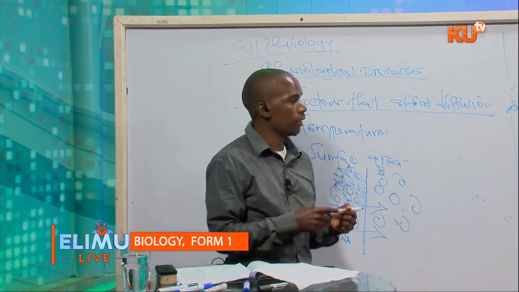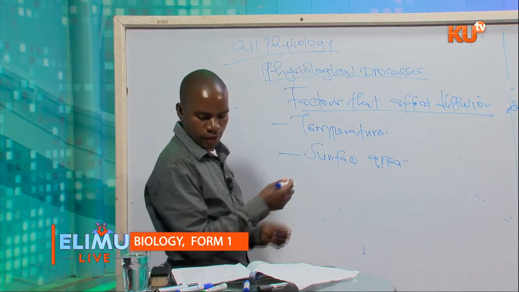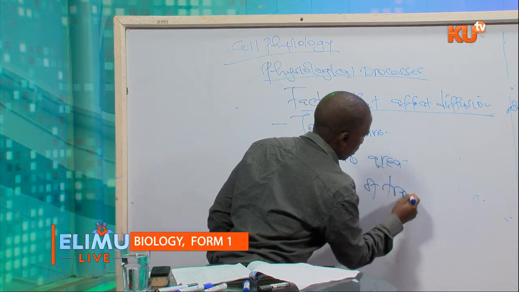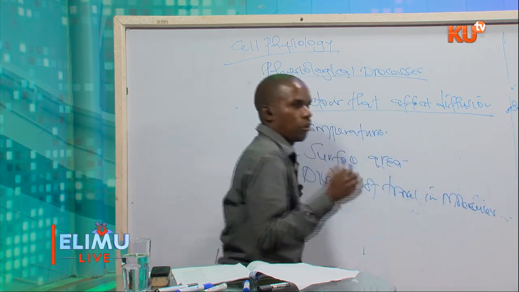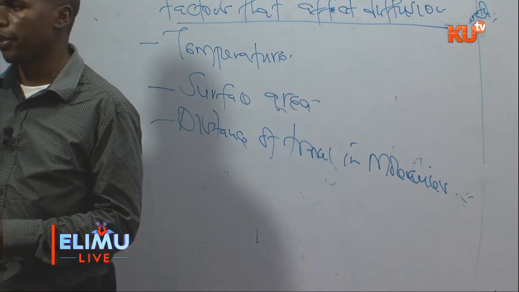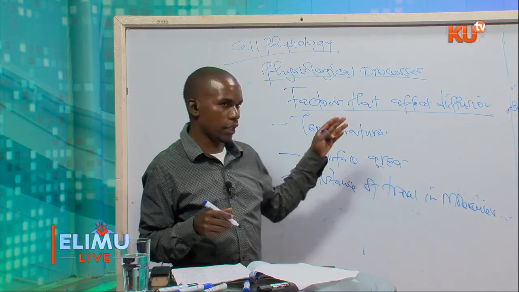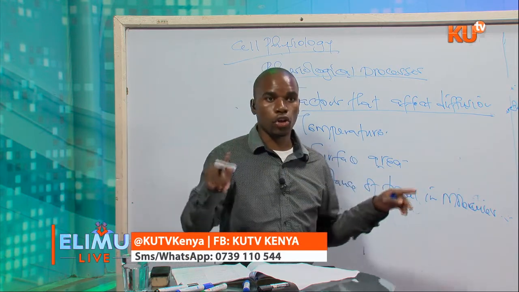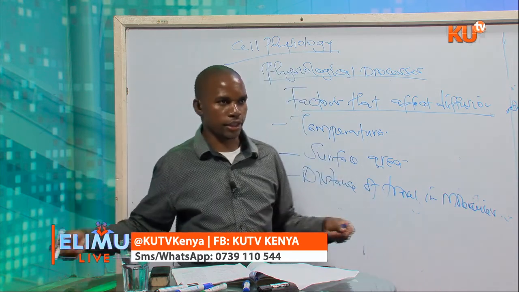We are also talking about the distance that the particle moves, another thing that affects diffusion. The distance of travel of molecules: when the distance is small, the molecules are going to move very fast and in an orderly way. Now, let's just wind up from there. When we are talking about diffusion, you should know that diffusion is a multi-directional process, meaning that it can occur in all directions. Suppose I'm standing here, the molecules can move either before me or after me or on the side. So that is what you ought to know.